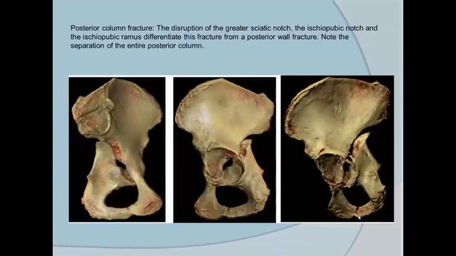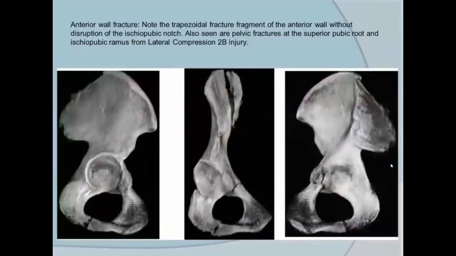This is a posterior column fracture. Again, the disruption of the greater sciatic notch, as we all see. The ischiopubic notch and the ischiopubic ramus differentiate this fracture from a posterior wall fracture. Note the separation of the entire posterior column. Again, the femoral head has been subtracted and we can see the fracture from all the dimensions.